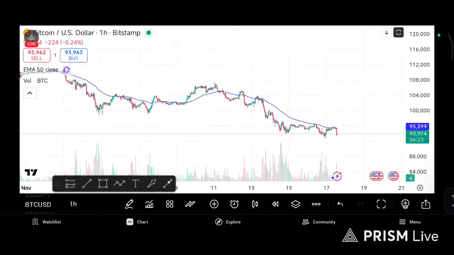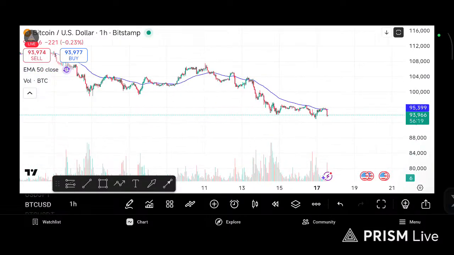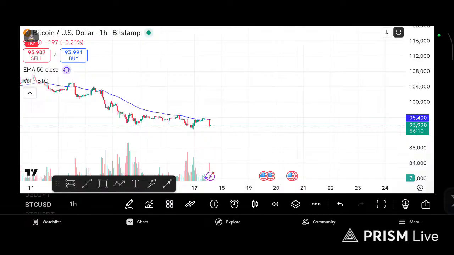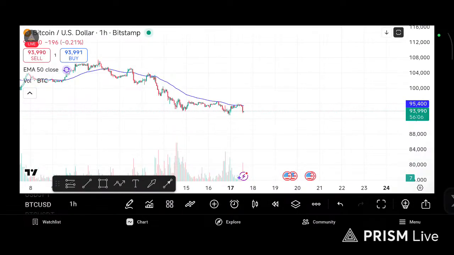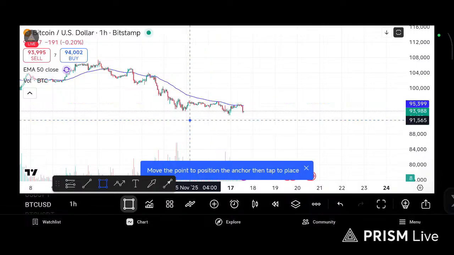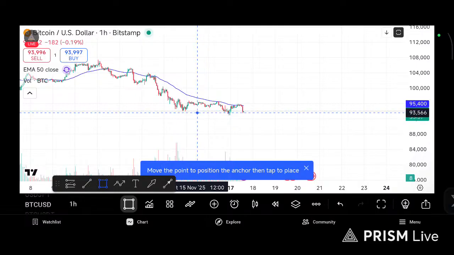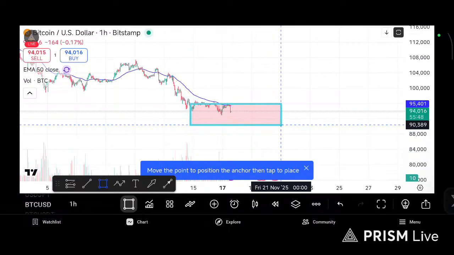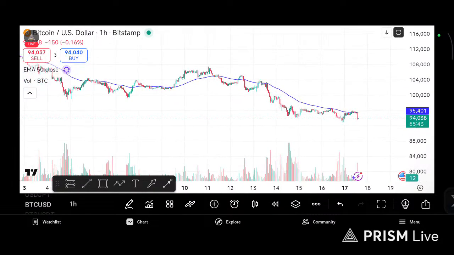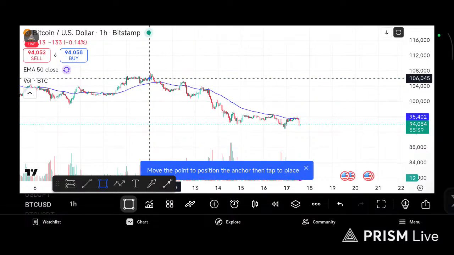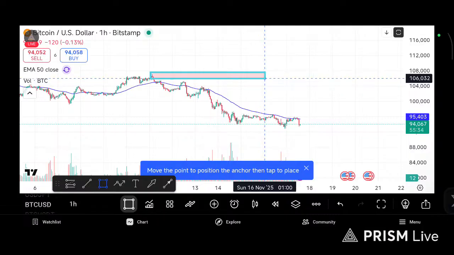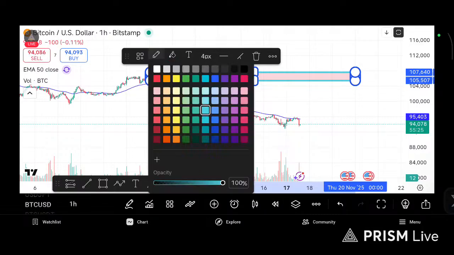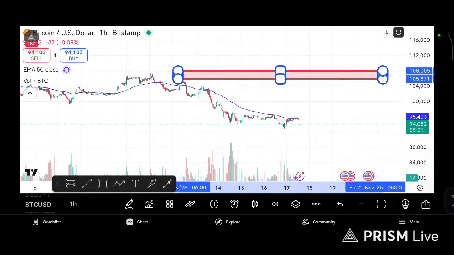Now for a sell setup, as you can see, BTC is about to give a direction to go down after forming this. Since the market is going downward, have you seen it? This is our order block. This is the order block.